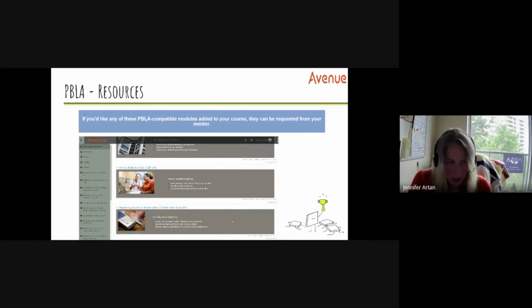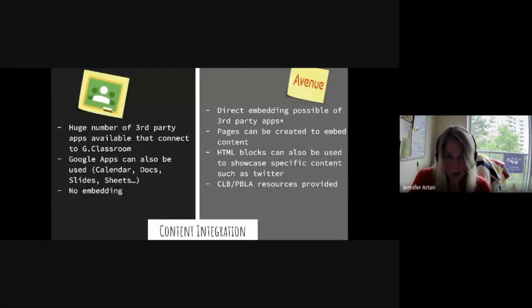And you can also go into your dashboard and look along the side menu, look to see PBLA resources, the things that are new. If you find something that you like, you can ask your mentor to add that to your courseware, and that certainly can be accommodated. So again, a very, very useful feature and affordance of avenue.ca is the connection to the resources that are available.